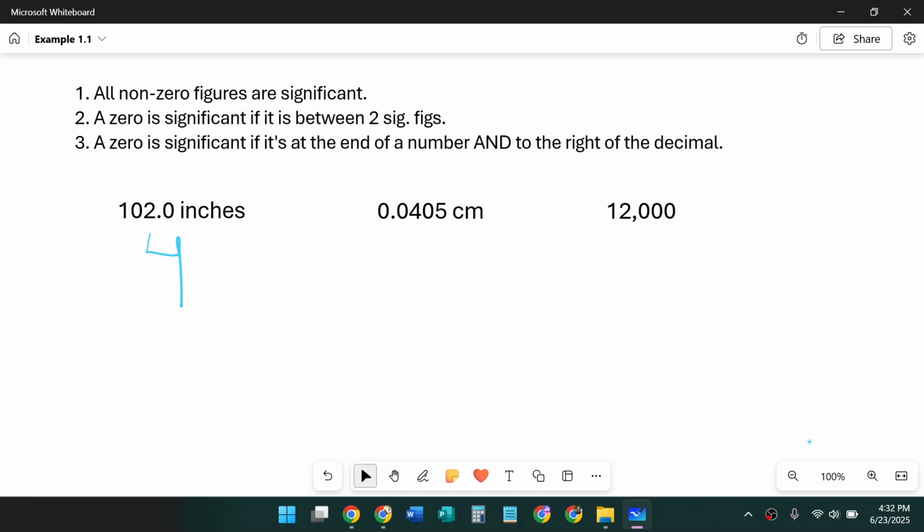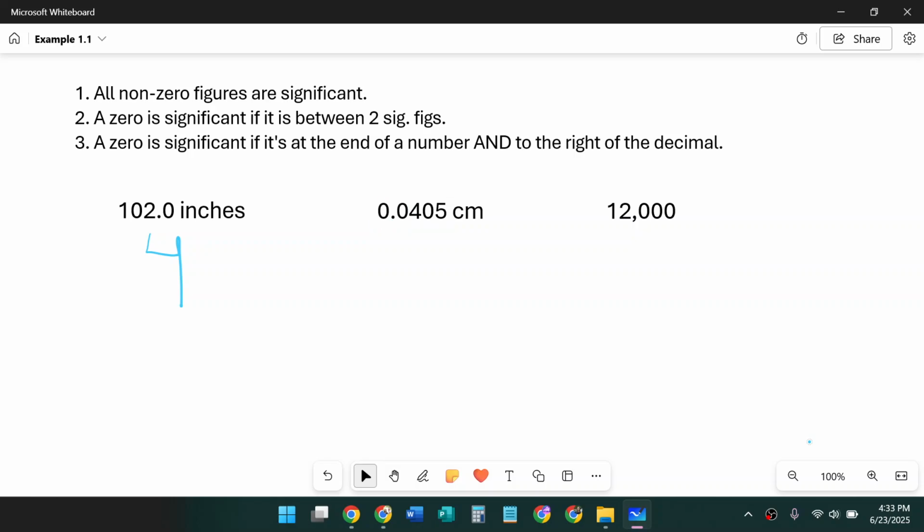Now in this next example, we can again start with the non-zero numbers to make it easy. Significant, significant. Let's look at step 2, or rule number 2. Are there any zeros between these? Yes, there's one right here. So that one is also significant. How about these two zeros? Neither one is between two significant figures, and one of them is to the right of the decimal point, but neither one of them is at the end of a number. So neither one of those zeros is significant in this number.